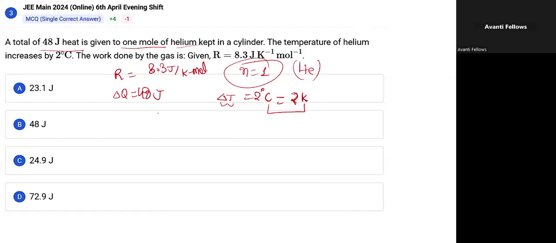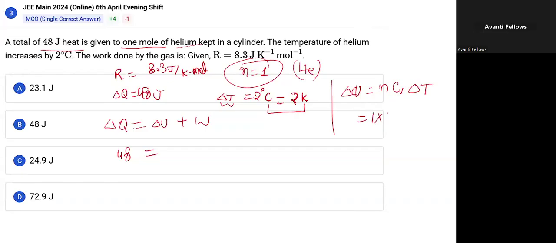Now, if you apply this equation, we know the first law of thermodynamics, which is delta Q equals delta U plus W. Delta Q is given to the system, so it will be positive, which is 48. Delta U we can calculate. Delta U is nothing but n Cv delta T. Now n is given to you as 1. Cv, for helium, is what? Helium is a monoatomic gas.